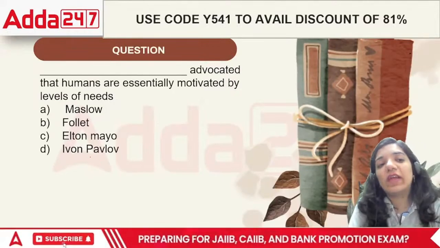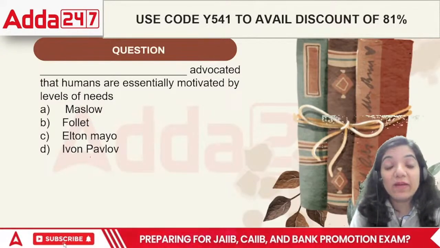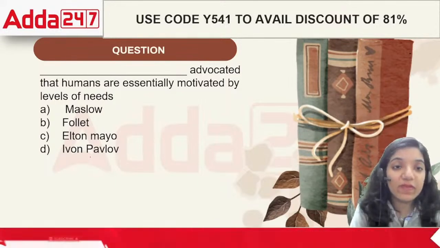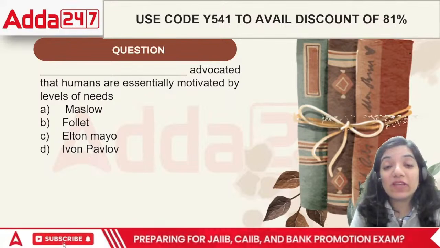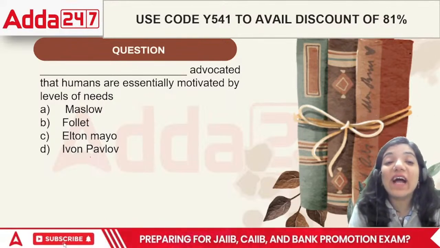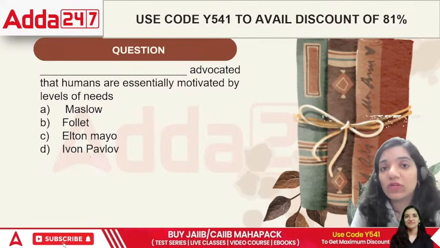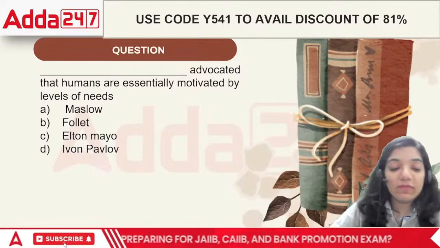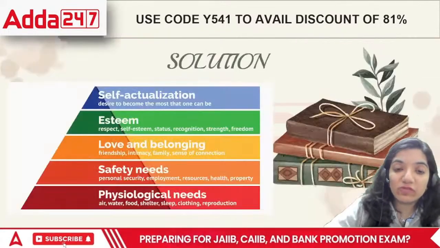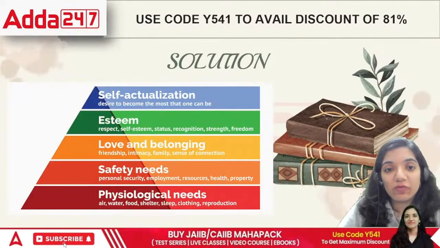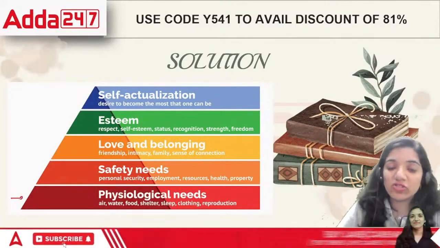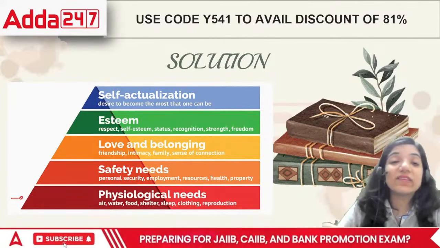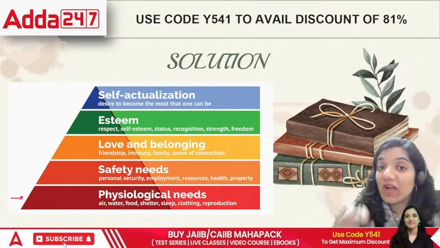Next: who advocated that humans are essentially motivated by levels of needs? Maslow, Follett, Elton Mayo, or Ivan Pavlov. If I talk about all these people, the point is there is something called the need hierarchy theory of motivation. This theory was given by Abraham Maslow. According to him, whenever we have some kind of motivation, we do not get it blindly. First of all, we look forward to our physiological needs. There is food, shelter, clothing, sleep, and water. This is something that everybody wants in order to survive in this world.